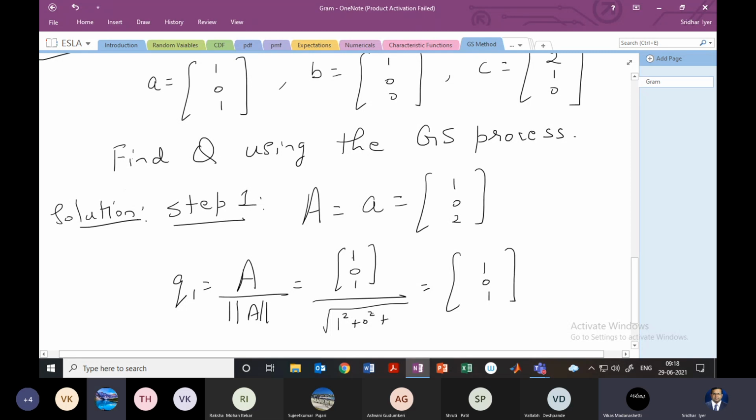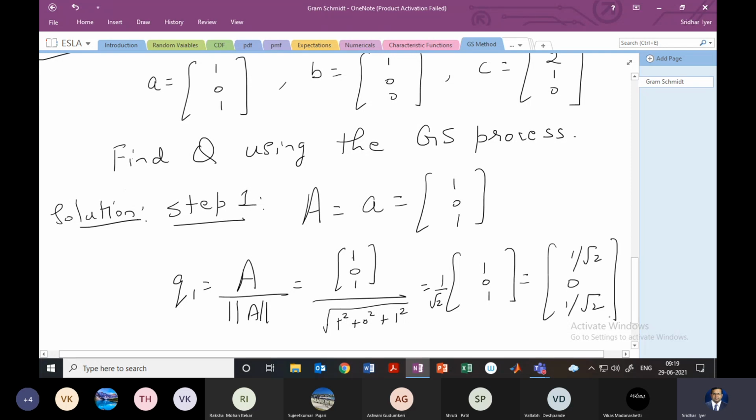Sorry, is it root 2? Sorry, one second. Root 2. Okay, so it is 1, 0 and 1. Therefore we have 1 square plus 0 square plus 1 square, so you'll have 1 by root 2 here. Therefore, Q1 will be 1 by root 2, 0, 1 by root 2. So this will be the value of Q1.